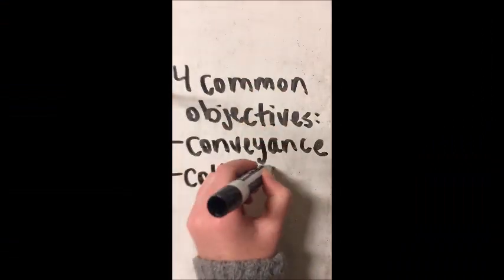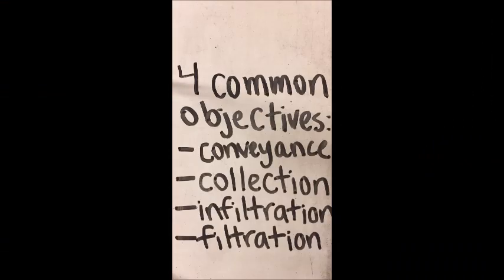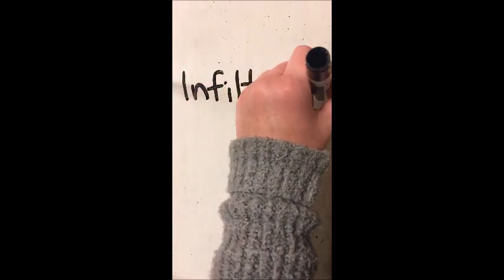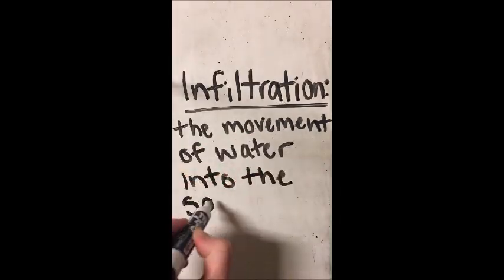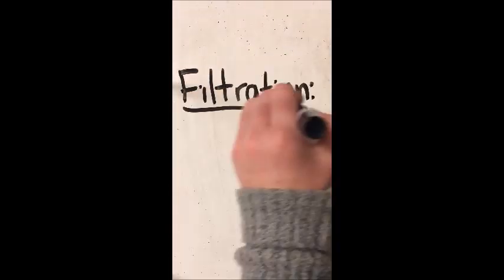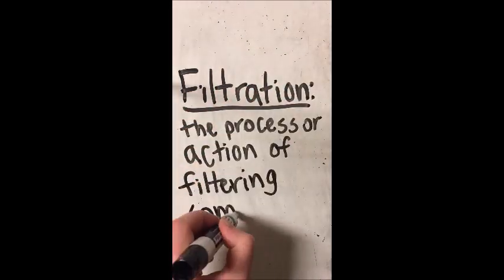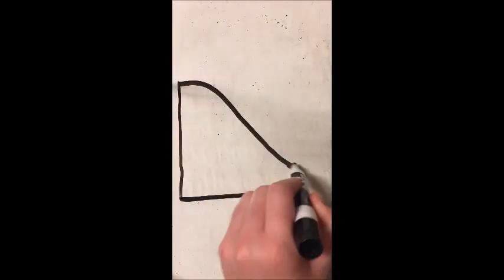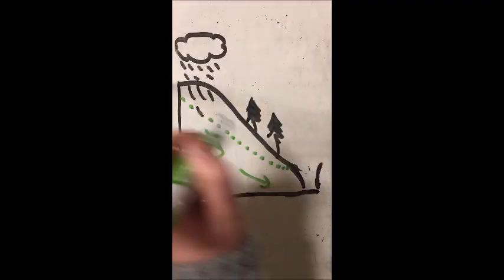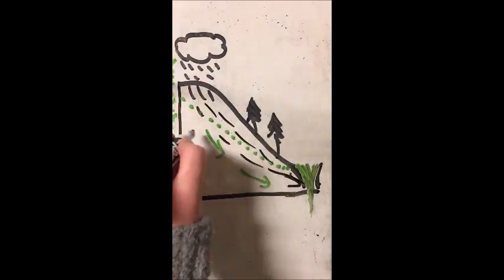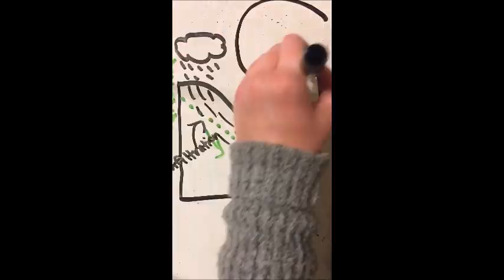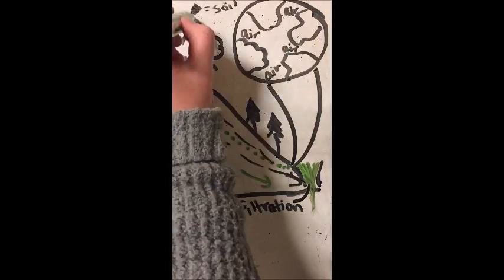These 4 objectives include collection, conveyance, filtration, and infiltration, all of which treat water quality and reduce or delay volumes of runoff. Infiltration is the movement of water into the soil layer, whereas filtration is a process or action of filtering something. The rate of infiltration is the speed at which water moves through the soil, which helps determine whether or not the soil particles will become oversaturated.